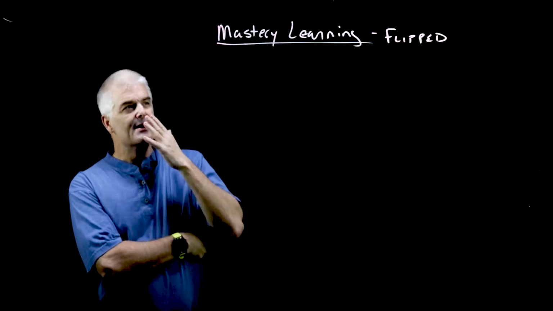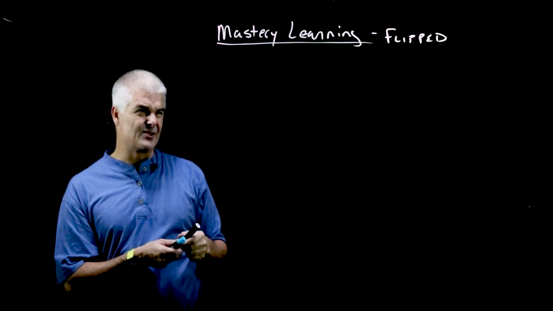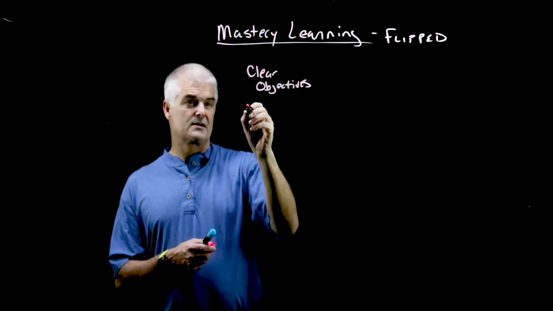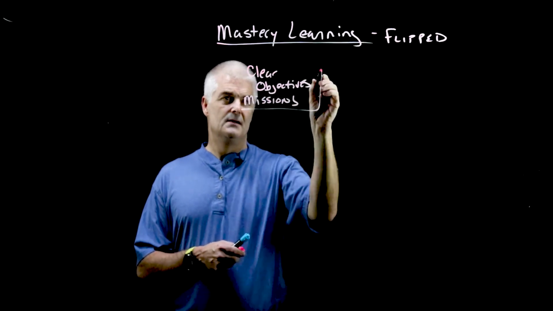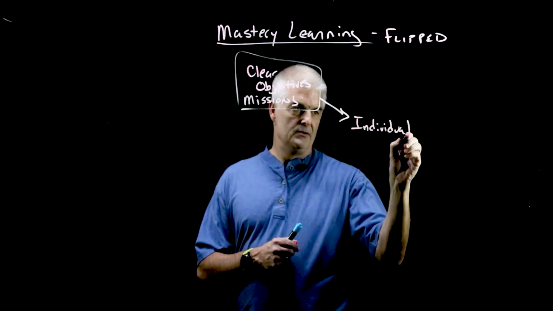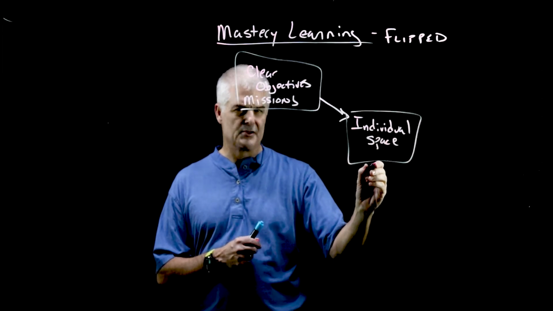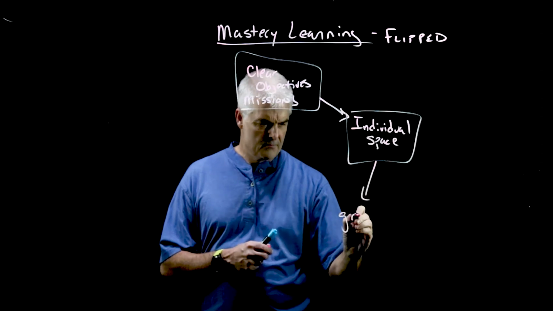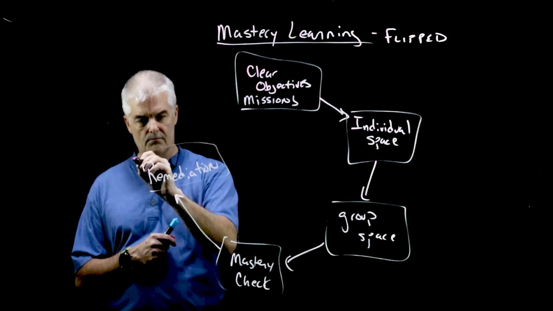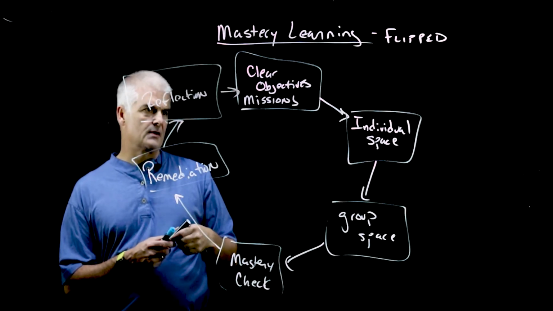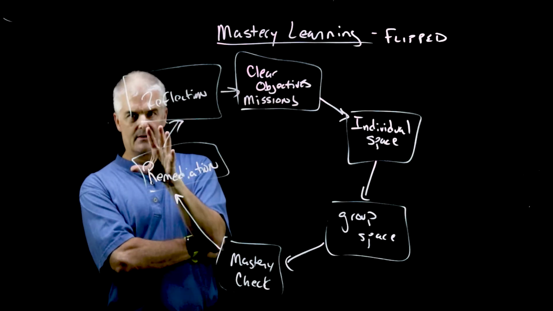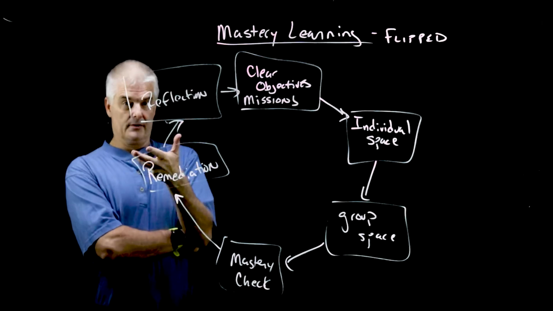But let's talk about mastery. When you talk about mastery learning, it turns out there's sort of a cycle. It starts with clear objectives, which we're going to call missions. And then it goes to what I'm going to call the individual space. Let me just jot this chart down first. So it starts with clear learning objectives. We're going to call these missions, and I'll show you a sheet of what the objectives are. So there's a specific thing you have to learn. You have to learn X, right?